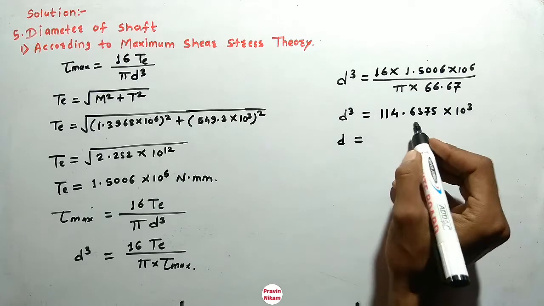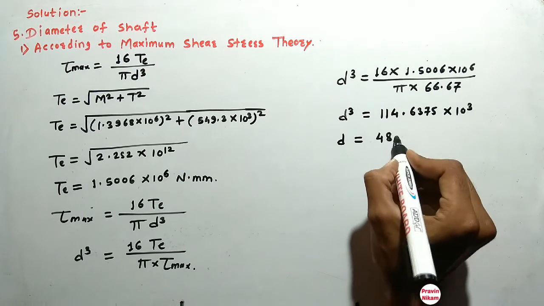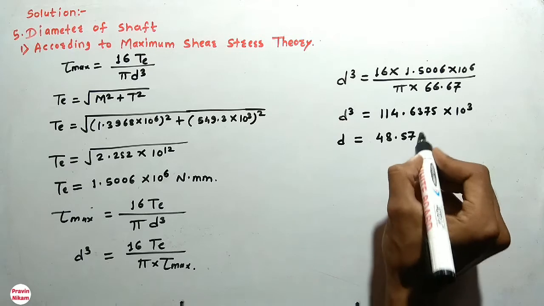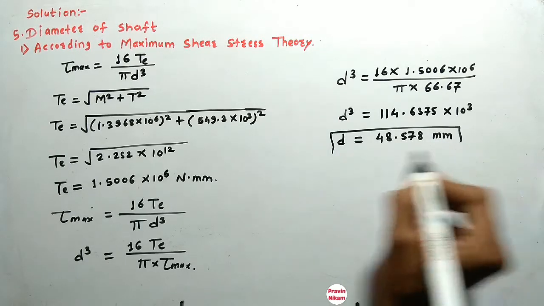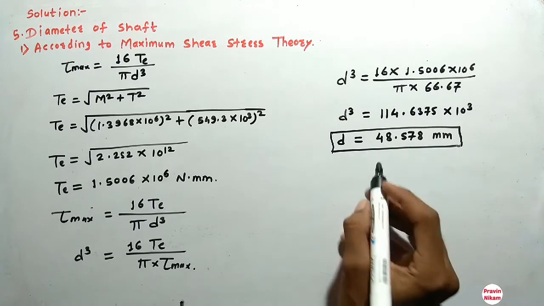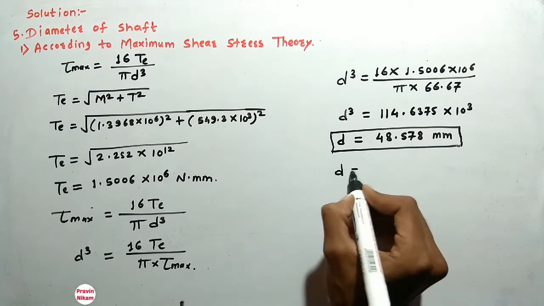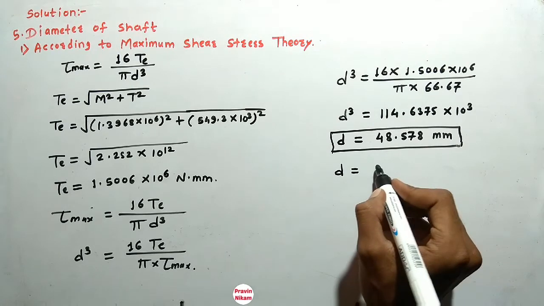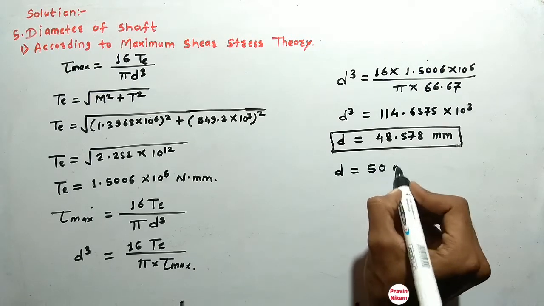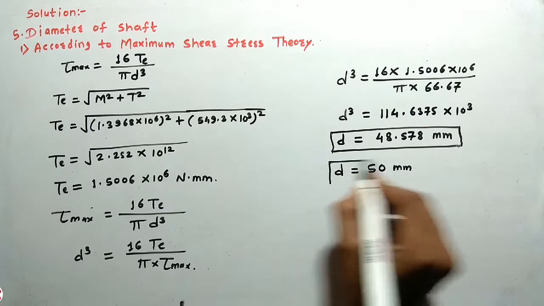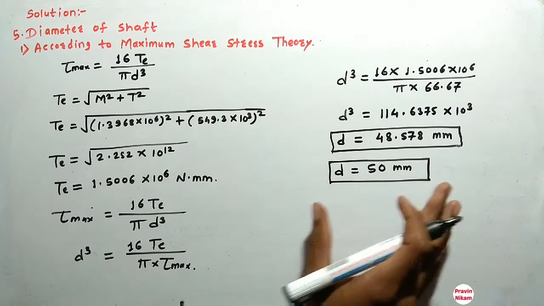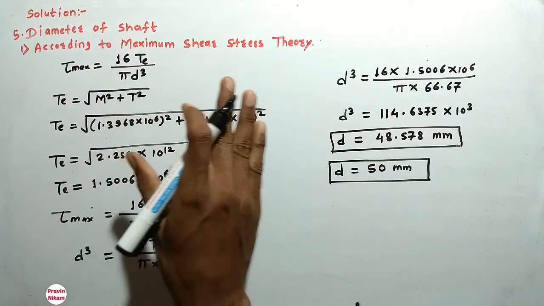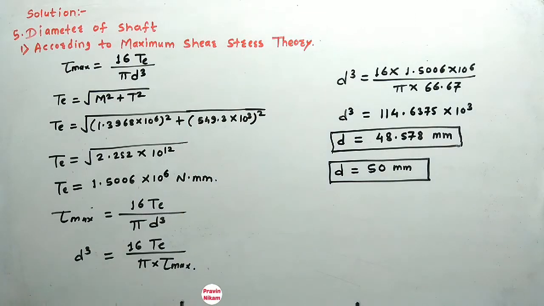So take the cube root of this, you will get 48.578 mm. So take the next value from the standard table, or the next standard size. So D is equal to 50 mm, a standard shaft size from the table. So 50 mm is the diameter of the shaft according to maximum shear stress theory.